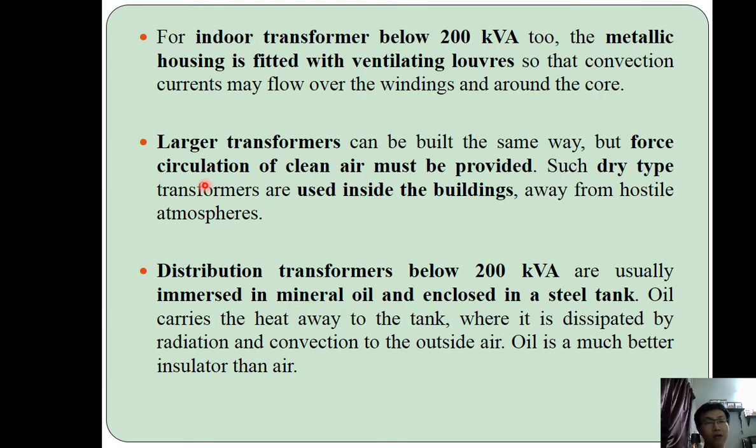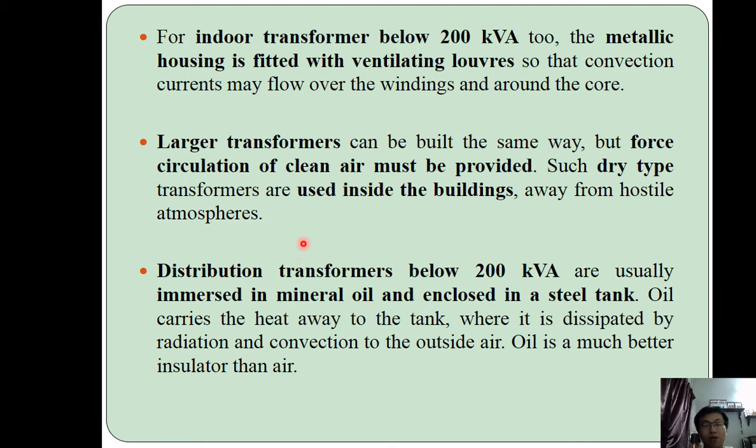We call the louvers. For indoor transformer below 200 kVA too, the metallic housing is fitted with the ventilating louvers so that convection currents may flow over the windings and around the core. Convection means released by convection mode. Larger transformer can be built the same way, but forced circulation of clean air must be provided. Forced circulating clean air is some sort like we have a pump or the water fan like this. Such dry type transformers are used inside the buildings, away from hostile atmospheres.